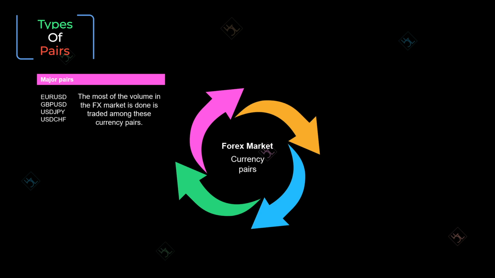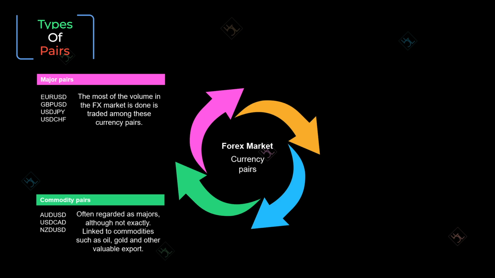Next, we've got the commodity pairs. These are often regarded as majors, although they're not exactly major pairs. They're instead linked to commodities such as oil, gold, or other valuable exportable goods. These pairs are AUD-USD, USD-CAD, and NZD-USD.